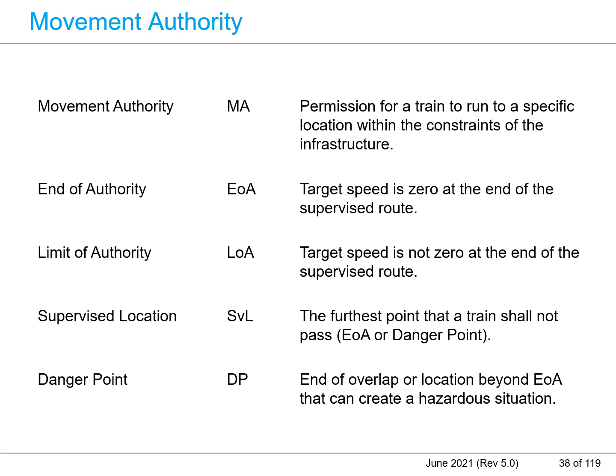The supervised location, SVL, means the furthest point that a train shall not pass, either the EOA or the danger point. The danger point, DP, is the end of overlap, or the location beyond the EOA, that can create a hazardous situation. For example, the clearance point, the train overhang location, level crossing or trap point.